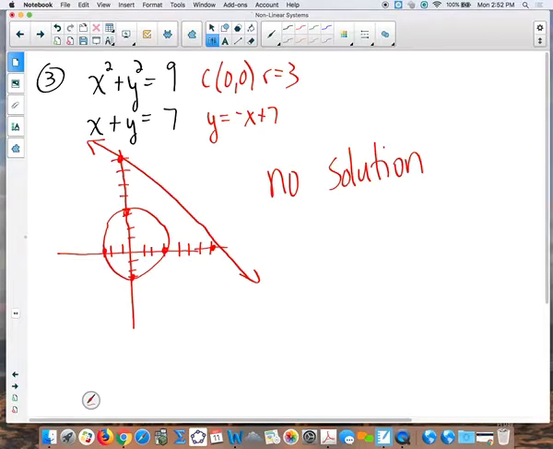I would like to show you what it looks like algebraically when you get a no solution, but we'll save that for another example.